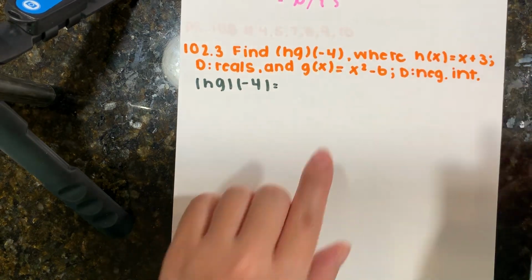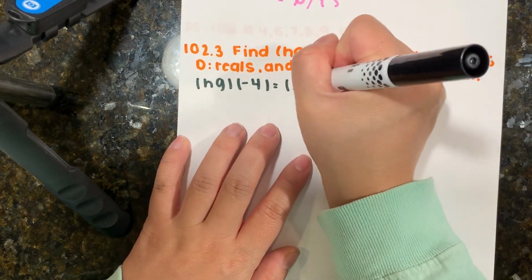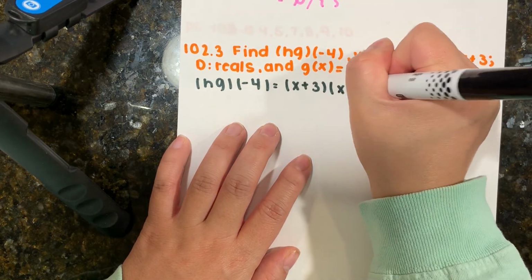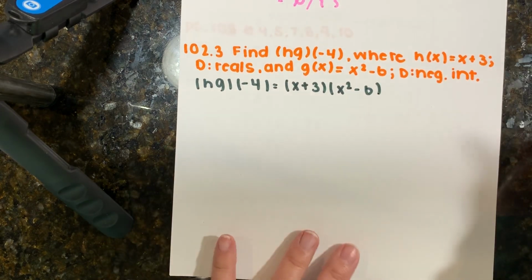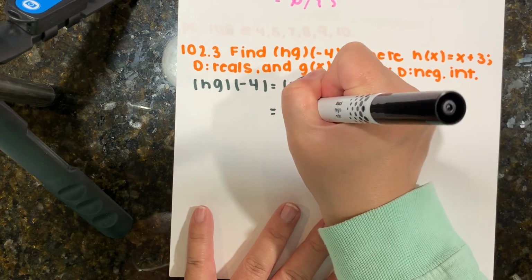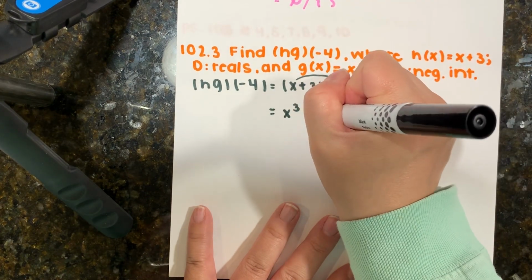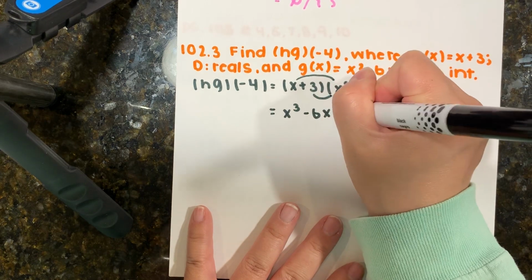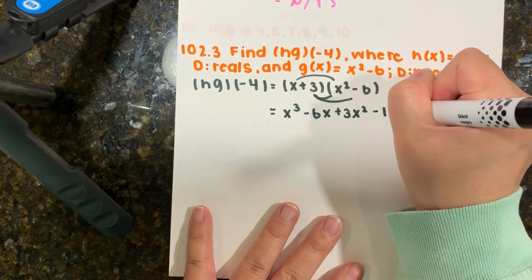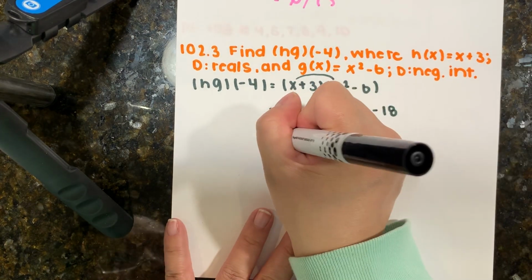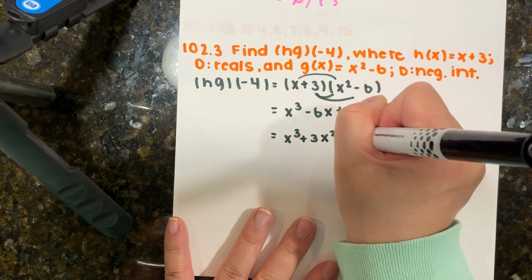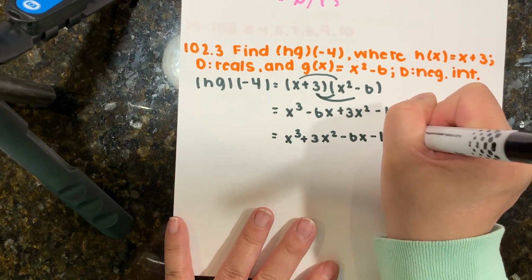So I'm going to start with taking my h function, my x plus 3, and multiplying it by my g function, which is x squared minus 6. So you have to multiply that out. We start with x times x squared, which would be x cubed. X times -6 would be -6x. 3 times x squared would be 3x squared. And then 3 times -6 would be -18. So now I have x cubed plus 3x squared minus 6x minus 18.